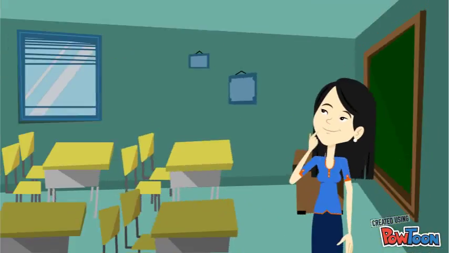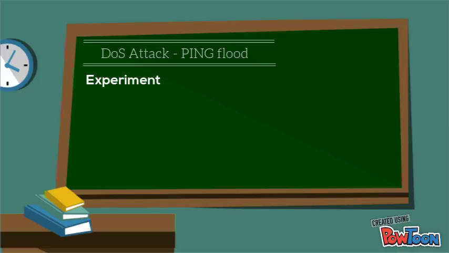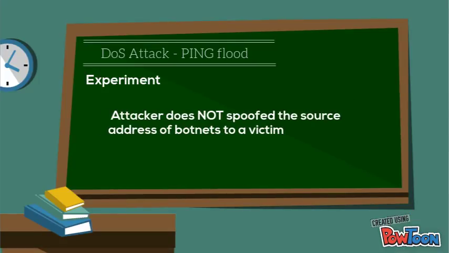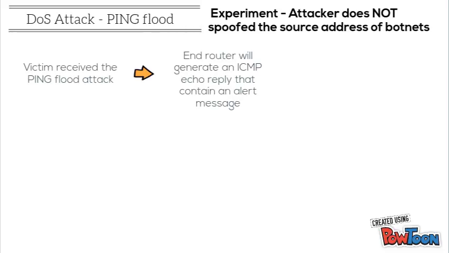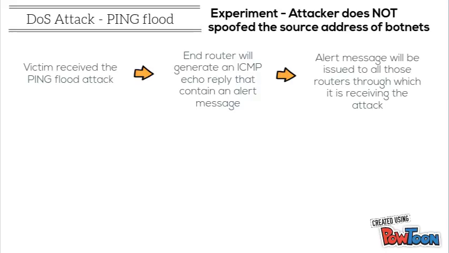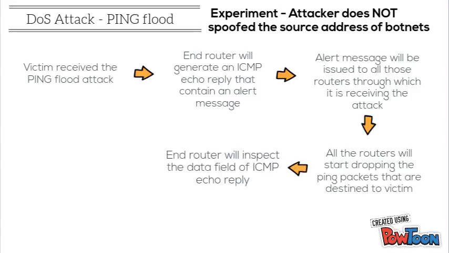The experiment explained after this refers to work done by other researchers. The first experiment is about an attacker who does not spoof the source address of botnets to a victim. In short, when a victim receives the ping flood attack, the end router will generate an ICMP echo reply that contains an alert message. The alert message will be issued to all those routers through which it is receiving the attack. All the routers will start dropping the ping packets that are destined to the victim after receiving the alert message. Then the end router will inspect the data field of ICMP echo reply and take necessary actions.